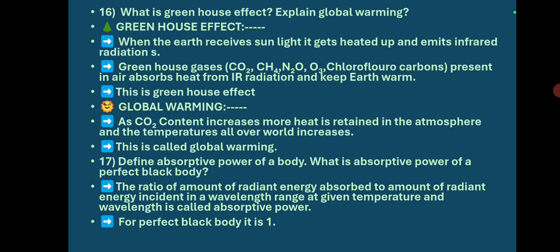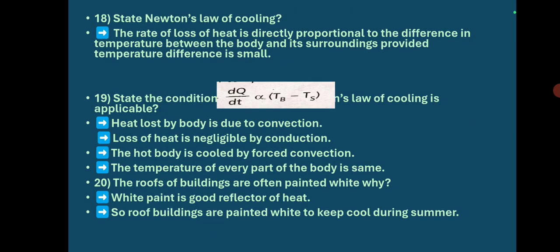Now define absorptive power of the body. What is the absorptive power of a perfectly black body? The ratio of the amount of radiant energy absorbed to the amount of radiant energy incident in a wavelength range we call absorptive power, and for a black body it is 1.